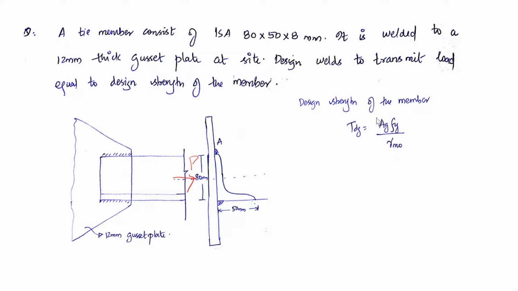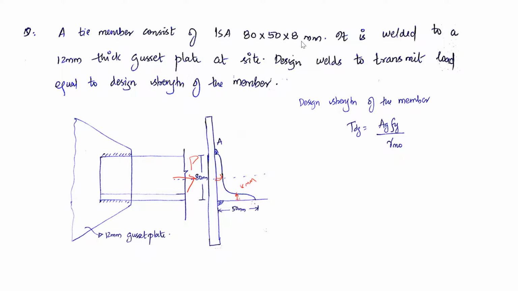So Ag means what? Till now you have studied a single plate element, that is width into thickness was your Ag. Now you are dealing with an angle element. This is an IS angle, right? And the designation of this IS angle is 80 by 50 by 8. That is, one leg is 80 mm, the other leg is 50 mm in length, and the thickness of this angle section is 8 mm. So you are able to understand the dimensions of this, right?